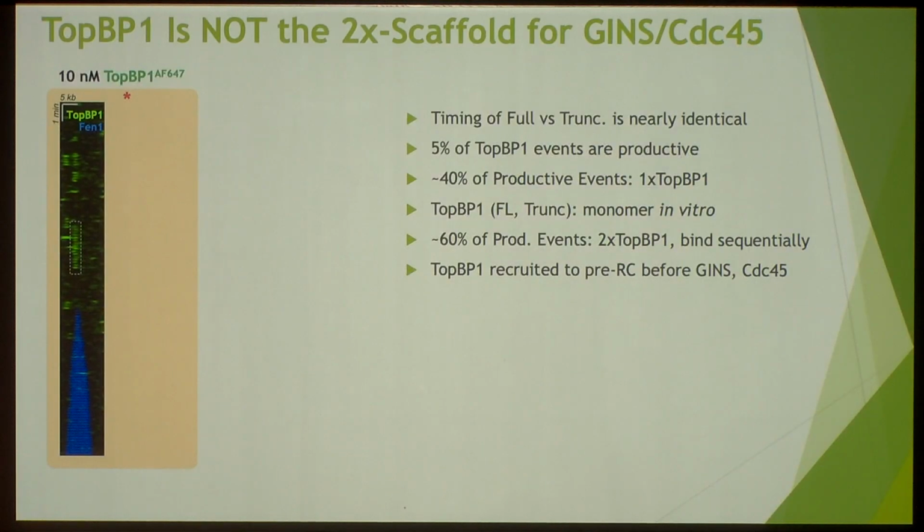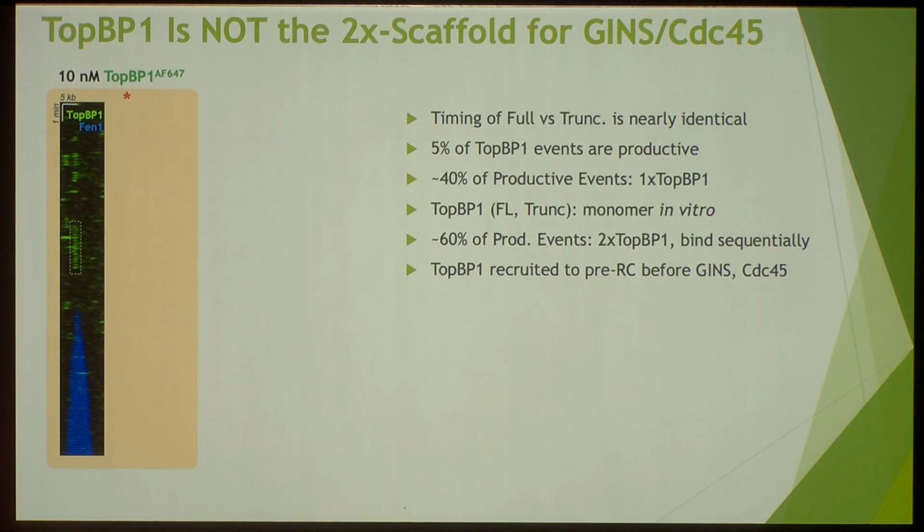Okay, so we started with TOPBP1. This is full-length TOPBP1. We fluorescently labeled it. And what we saw is the transient binding and dissociation of TOPBP1 a couple of minutes before the firing of the origin. Right, so this is the DNA synthesis signal. So we call these productive events. But we also see a ton of non-productive events, binding and dissociation, but no DNA replication.